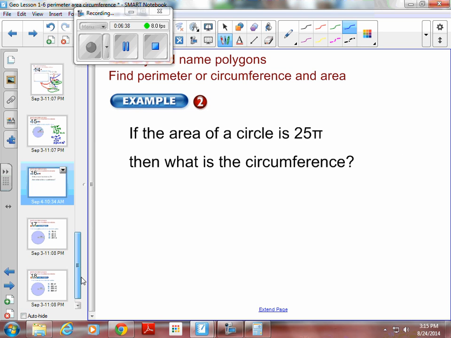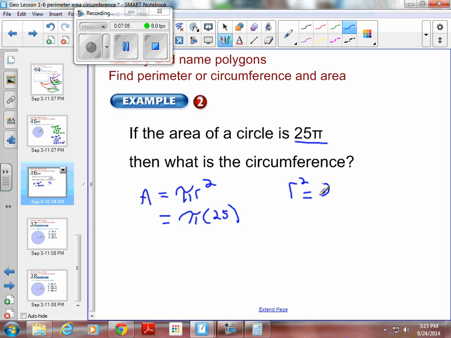Okay, if the area of a circle is 25 pi, what is the circumference? Okay, so the area is equal to pi times r squared. So that would be pi times r squared equals 25 pi, which means that r squared is equal to 25, and r would be equal to 5.